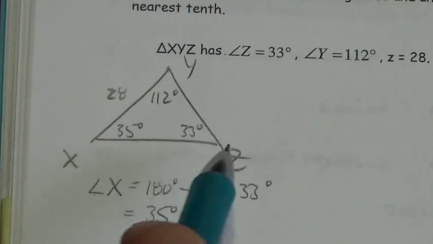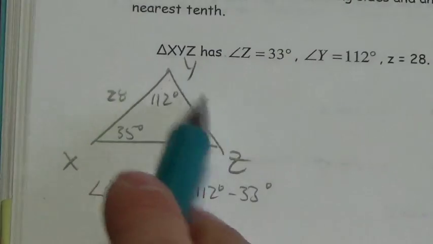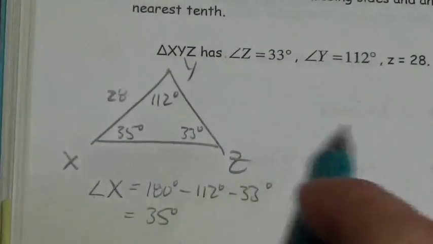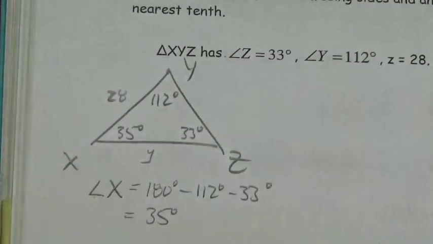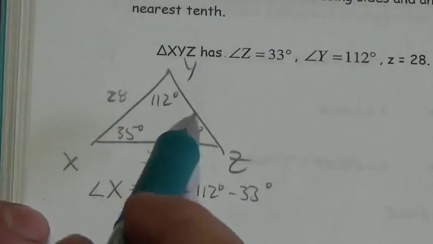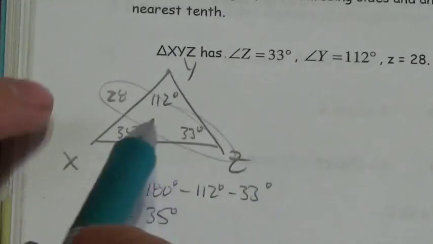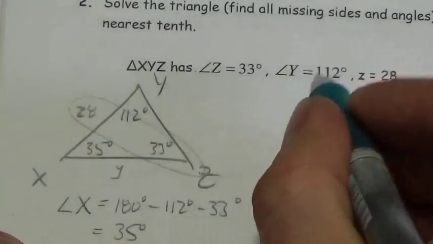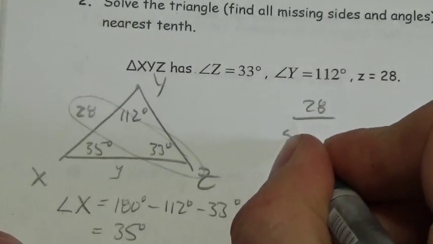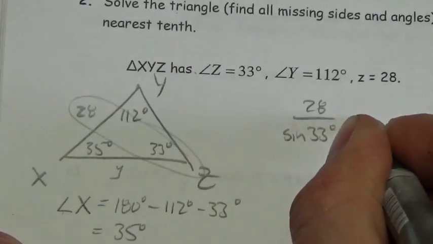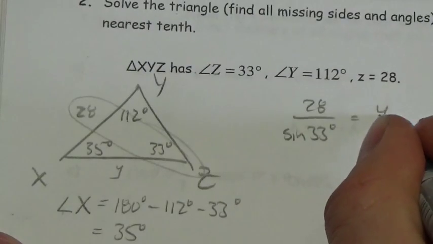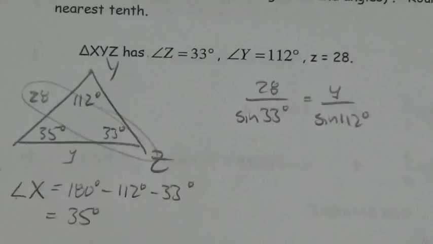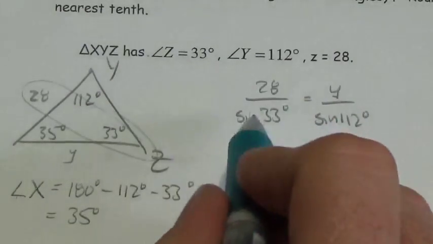Now we've got to find the sides little y and little x here. Because we're given enough information to figure out what y is, we'll figure out what little y is first, and we're going to have to use the sine law. I know that I have to use the sine law because I'm given the side angle pair for z. So we know that 28 over the sine of 33 degrees is going to equal y over the sine of 112 degrees. Okay, now I've got a proportion here, fraction equal to a fraction.